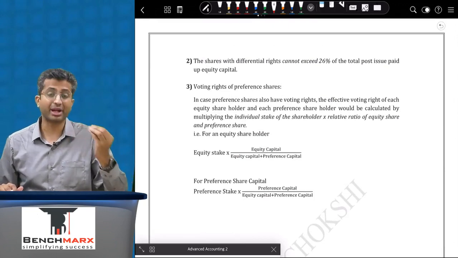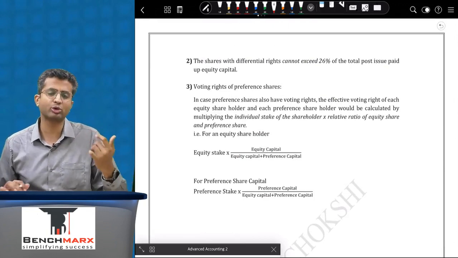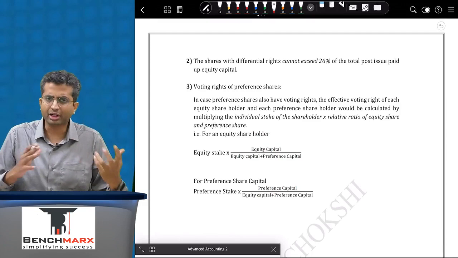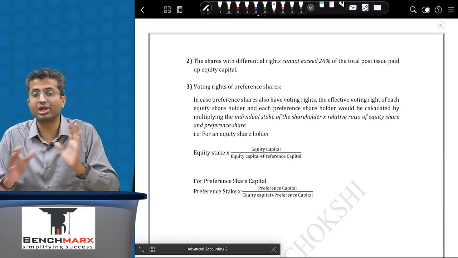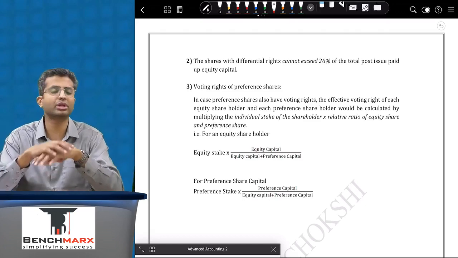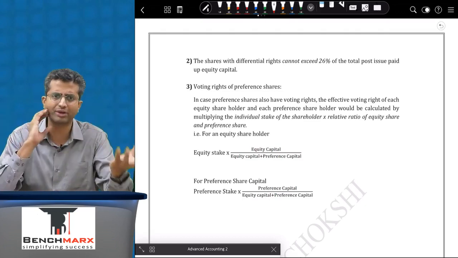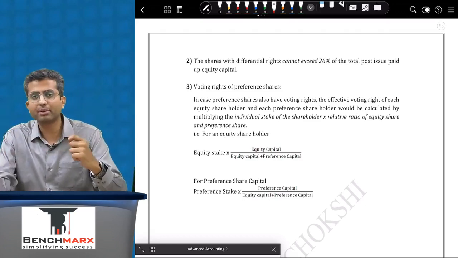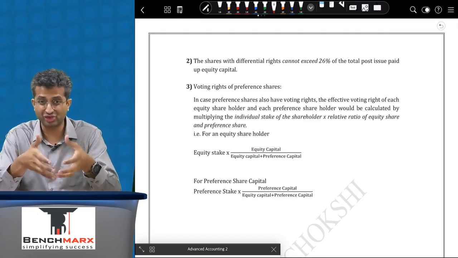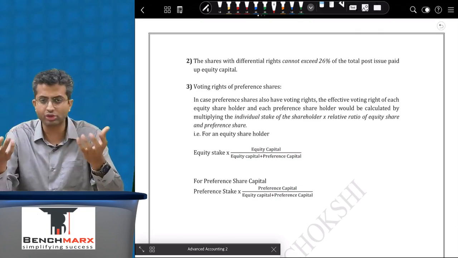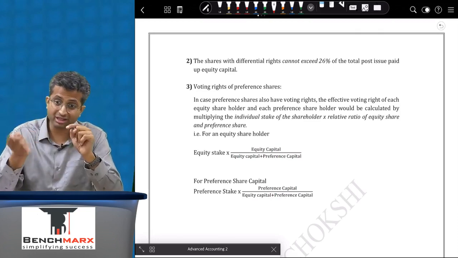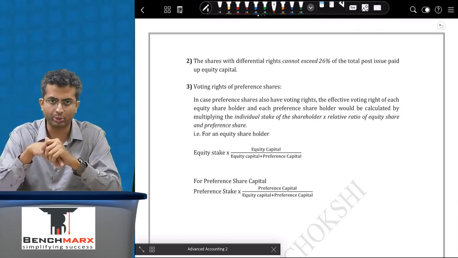And the last part where a practical problem can come is the calculation of a percentage stake, if preference shares also get voting rights. Sir, but preference shares don't get voting rights. Yes, usually preference shares don't have voting rights. However, if there are matters which concern preference shares interests, like an early redemption or an early conversion of preference shares, then preference shares get a right to vote on those resolutions along with equity shares.